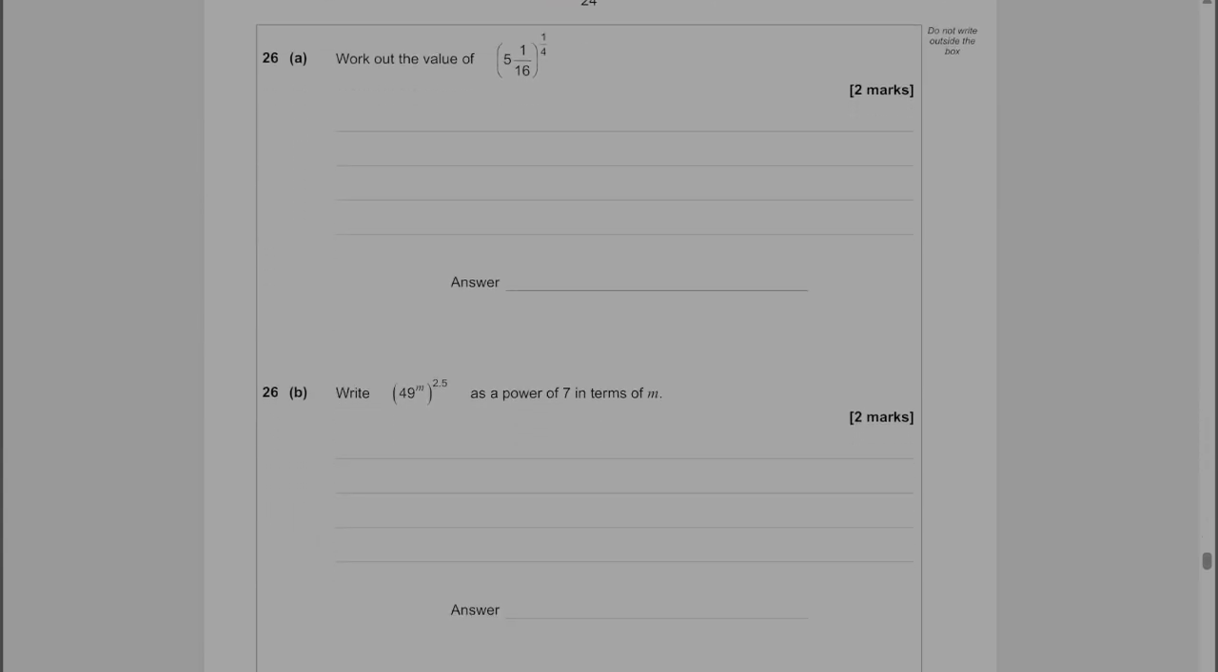Okay, question 26. Work out the value of 5 1/16 to the power of a quarter. Okay, so I'm going to convert that into an improper fraction. So 5 times by 16 is 80, plus 1 is 81 over 16 to the power of a quarter. So 81 to the power of a quarter is 3, and then 16 to the power of a quarter is 2. So I'm going to put it back into a mixed fraction, so I'm going to say that's 1 1/2.